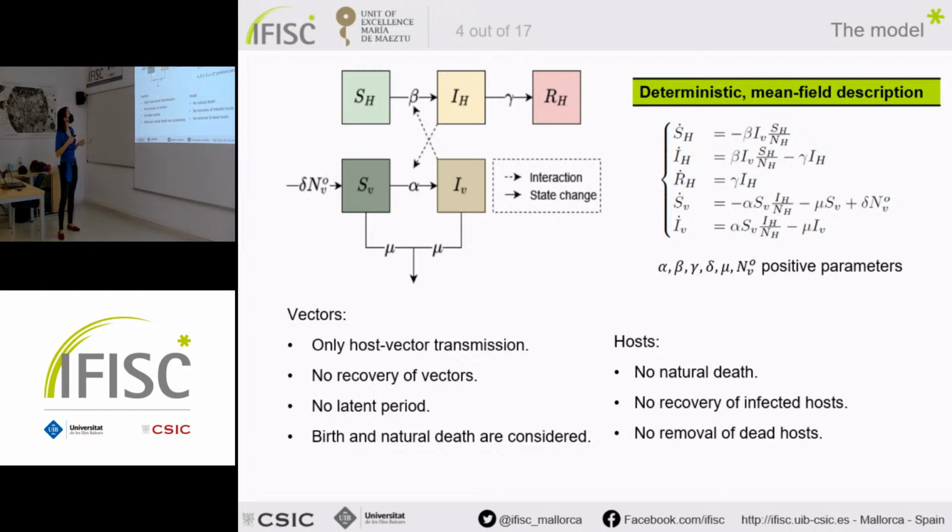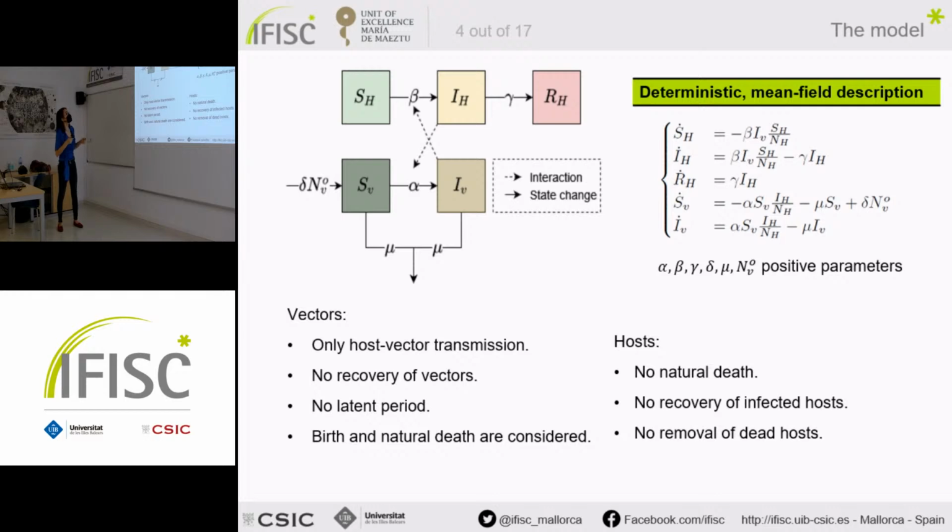And finally, we have added a birth rate for susceptible vectors, and with the model of Balearic and Castillo-Chavez, this birth rate may be different from the death rate, so they might not be balanced, and the population of vectors may depend on time. Okay, and we don't consider a latent period because of field observation. So these are the equations of the model.